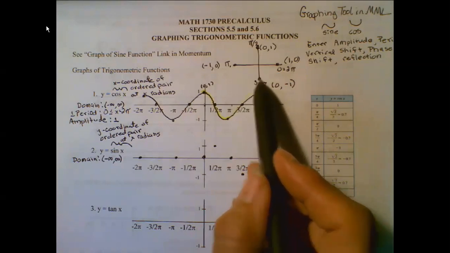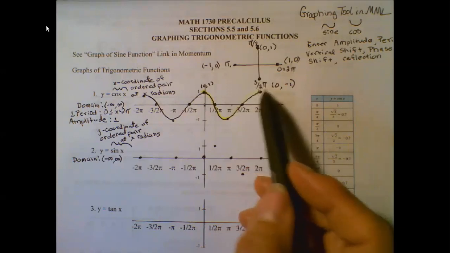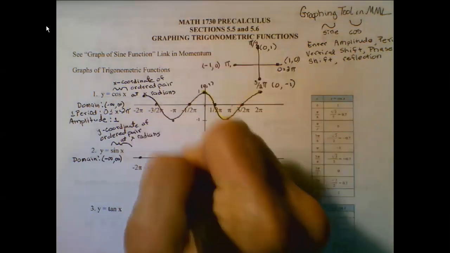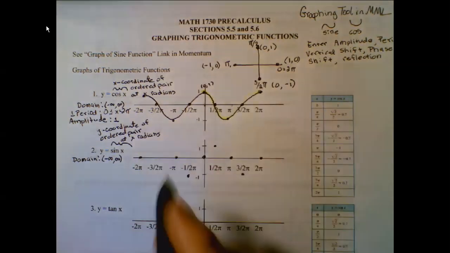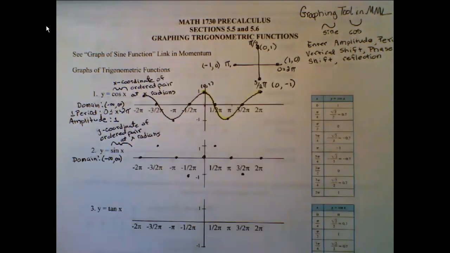The y-coordinate of the ordered pair at negative pi over 2 is what? -1. All right. So negative pi over 2 is -1. Negative 3/2 pi is going to be back up to +1.